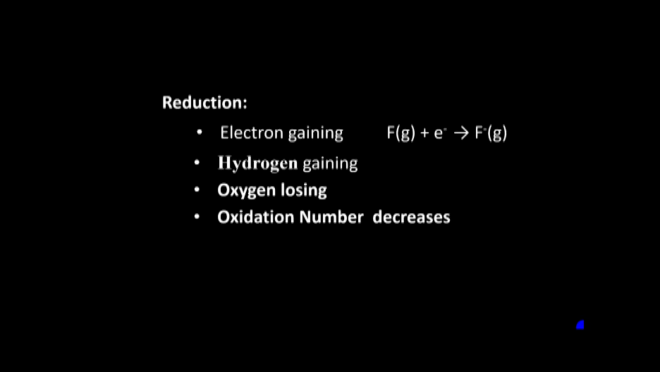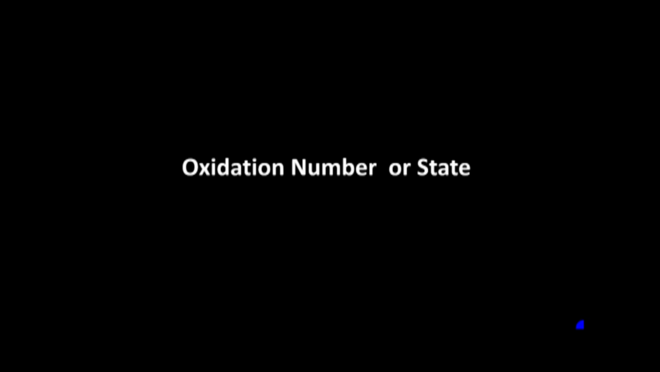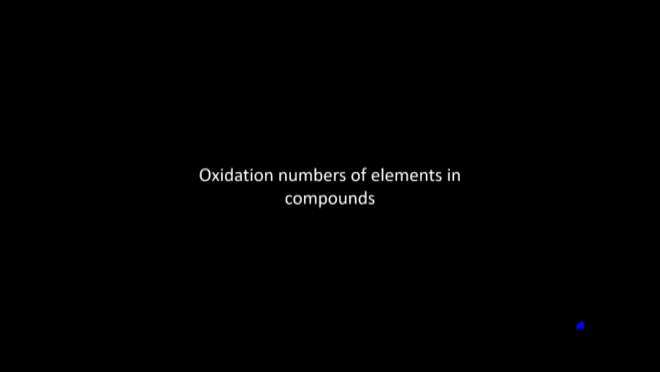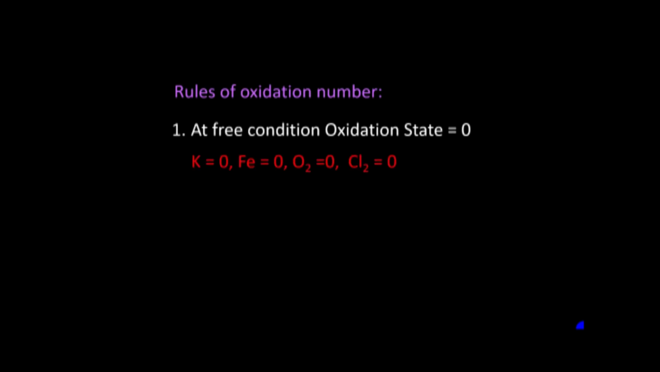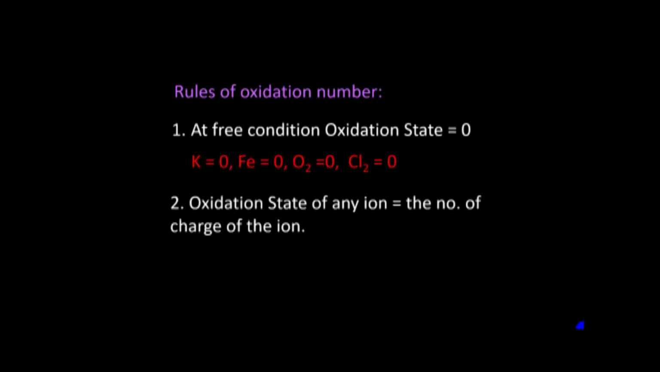Now I'm going to detail how to calculate oxidation state. Oxidation number of an element in a compound. Rule 1: at free condition, oxidation state equals 0. Like potassium atom in isolated condition 0, iron 0, oxygen 0, chlorine 0. The second rule is the oxidation state of any ion equals the charge of the ion. Like potassium has +1, oxygen has -2.